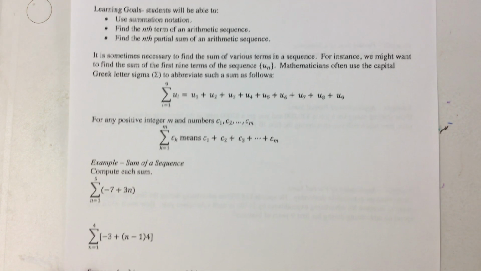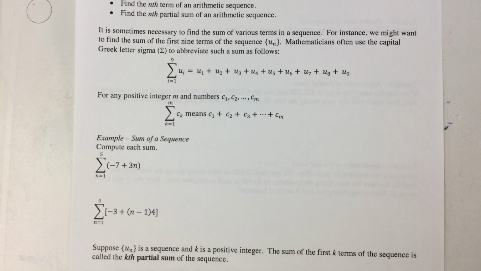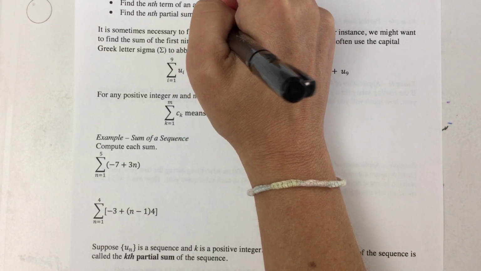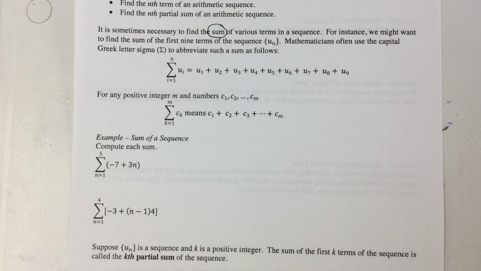Today we are looking at the second part of Chapter 1, Section 3, which pertains to arithmetic sequences. It is sometimes necessary to find the sum. Remember, the sum is your solution when you are adding. So it is sometimes necessary to find the sum of various terms in a sequence. For instance, we might want to find the sum of the first 9 terms of the sequence U sub n.